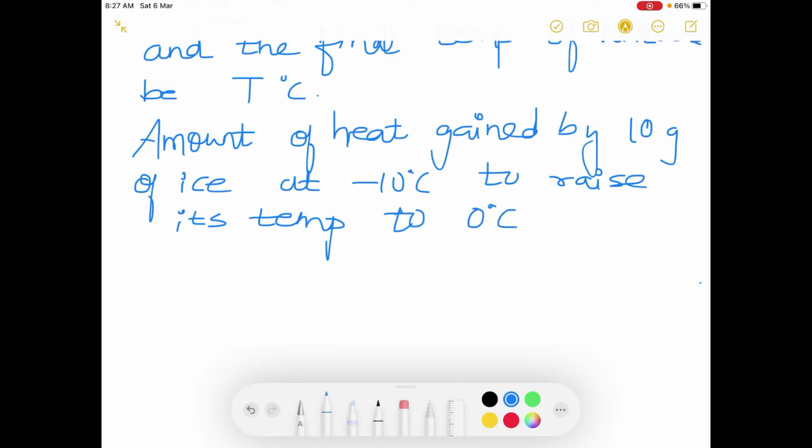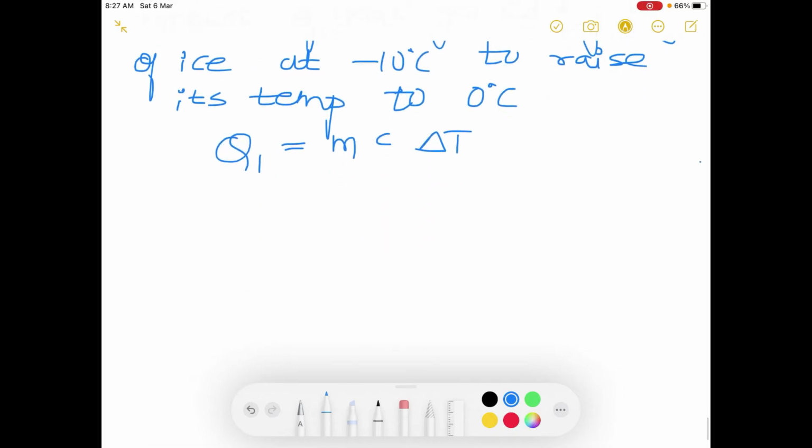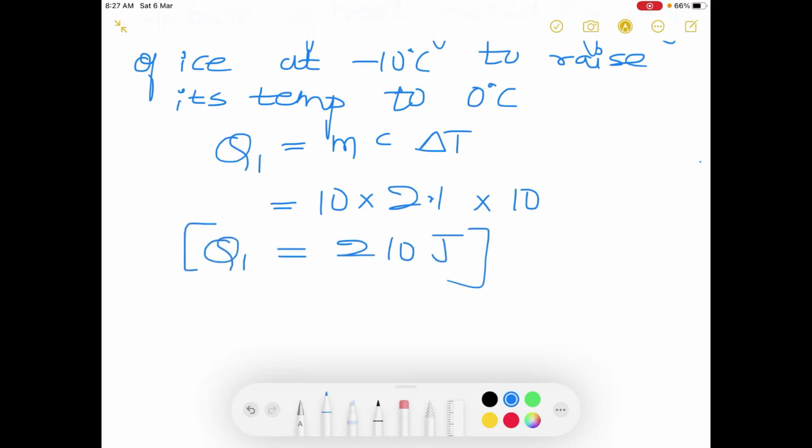-10 થી ક્યાં પહોંચું તો કે 0 degree Celsius અને Q1 કહી દઈએ which is equal to mc delta T. એ ફોર્મ્યુલાથી આપણને મળશે. માસ ઇઝ 10, C ની વેલ્યુ આપી છે તમને 2.1 and change in temperature is 10 degree Celsius. So that is equal to 210 joule. ચલો એક વેલ્યુ મળી ગઈ.